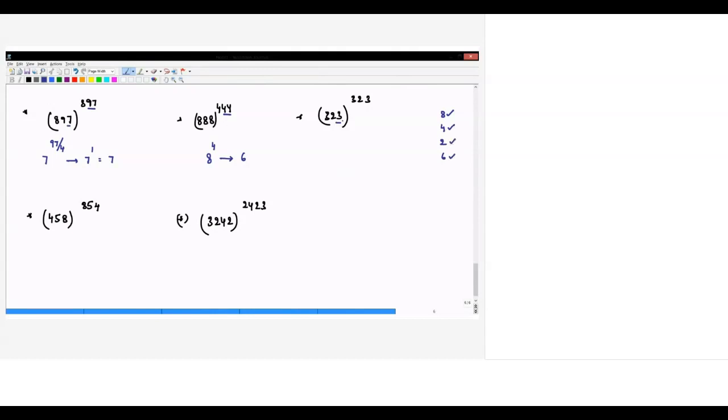Next, 323. If you divide 23 by 4, the remainder is 3. Therefore, it ends with 7. Then 458 to the power of 854: you divide 54 by 4. So 52 is gone, remaining is 2. It ends with 4. Then 3242: the remainder is 3. Ends with 8.